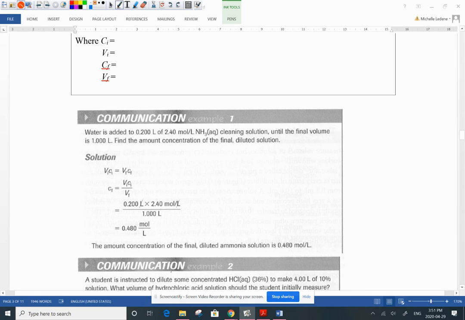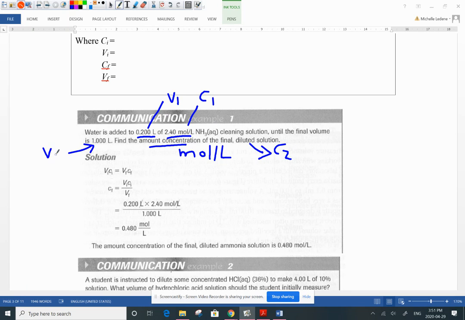So an example question that we might have here. I like to really read through here and decide what's my initial, what's my final. So I'm adding water to this number of liters. That's the initial, what I'm starting with. And this is my initial concentration. That's the highly concentrated stock solution. And so they're asking me to find the amount concentration. That just simply means I have to find a value in moles per liter of the diluted solution. Okay, so they're looking for C2. And they're telling me also the final volume, V2.